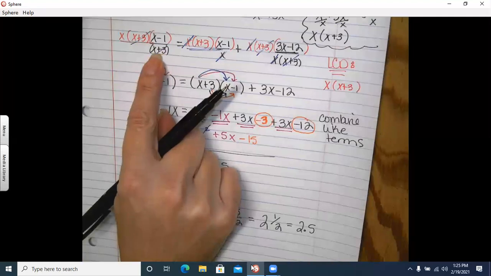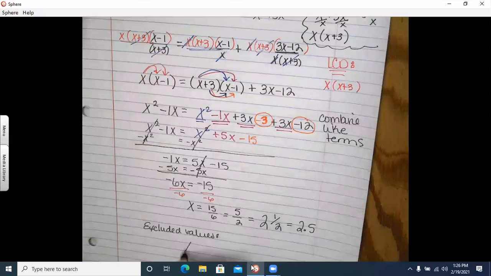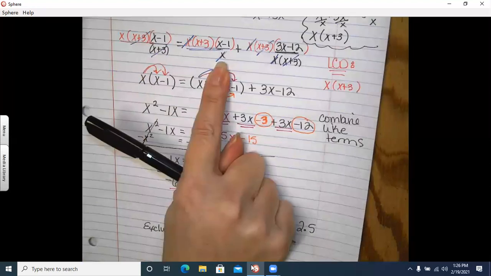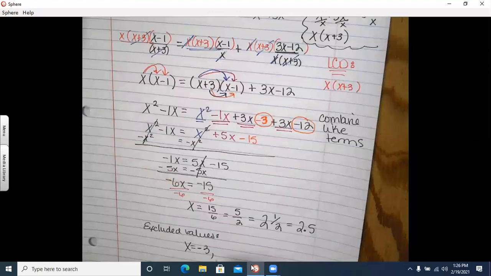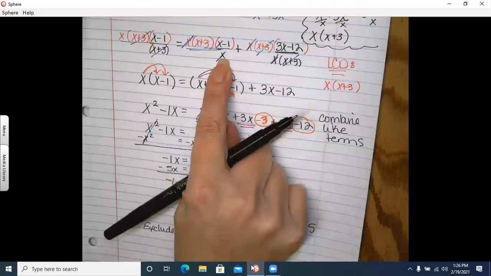So for x plus 3, what would your excluded value be? Negative 3, because negative 3 plus 3 is 0, right? So x cannot equal negative 3. What about for that second fraction where it was just an x? x can't equal 0. Any other number you plug in for x is fine, right? What number would you plug in for x to make it a 0?